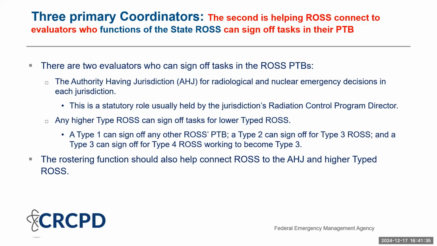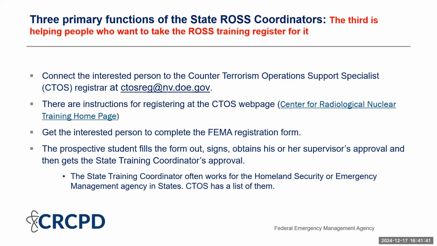So we've got a 1 in every state. We've got multiple type 2s and 3s in every state. And the third function is helping ROS get trained, and this is done through CTOS. The specific person right now is Dave Pasquale, and I can get his email.